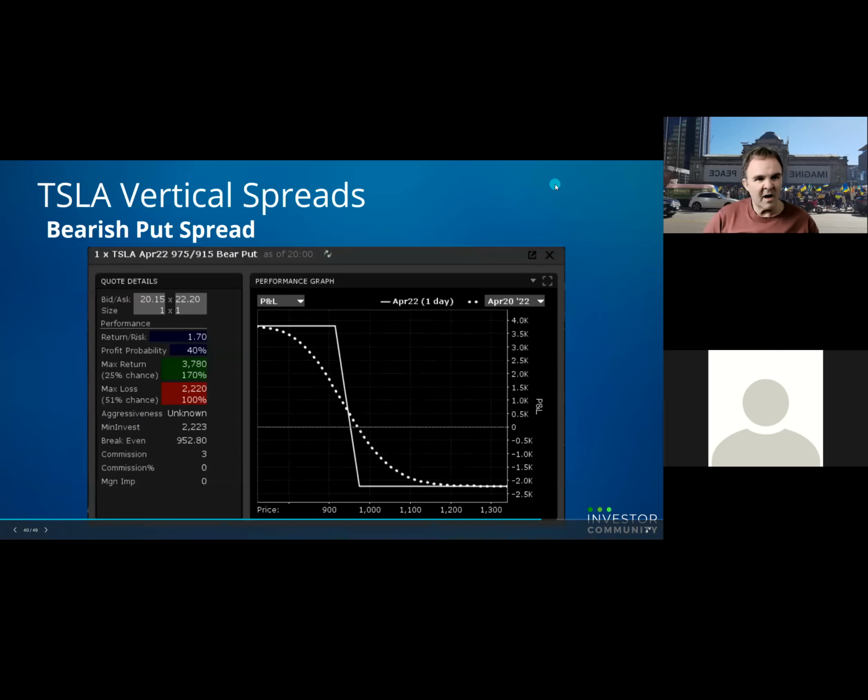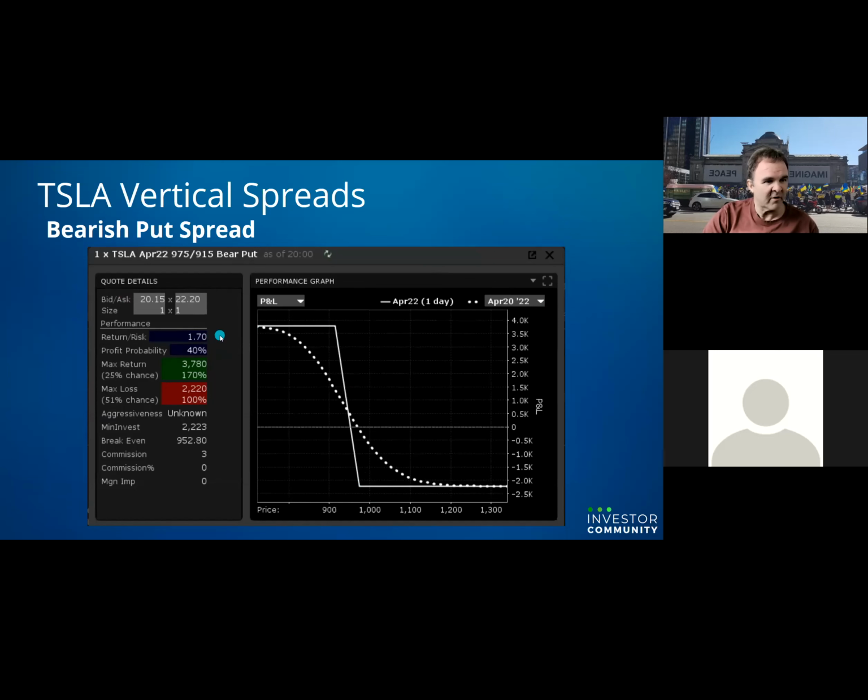And we can look at the profit loss graph on this. We can see that if Tesla goes down in price, we will make money. If it goes up, we lose money, but our loss is capped. It's capped because of that long put there. Our return for risk on this is better than on those calls.